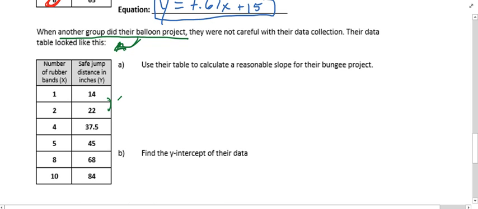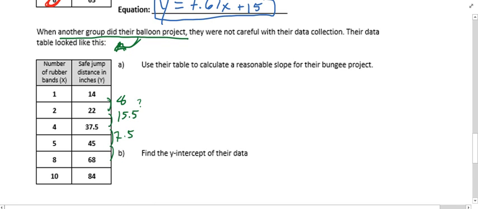This one goes up by 8. This one goes up by, oh man, is that 15.5? That's not very consistent. This one goes up by, gosh, 7.5. I wonder what happened here. That's interesting. Am I doing my math right? 22 to 37.5? Yeah, close enough. If you find a mistake, good on you. This one, oh, I see what happened.